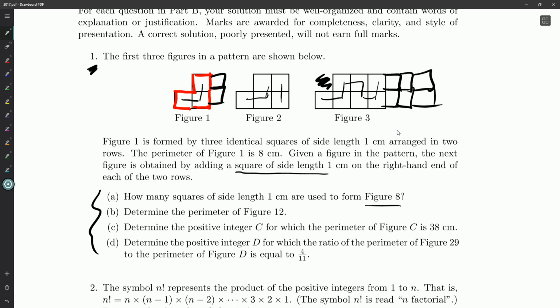Okay, figure 8. Now, we could probably actually take the time to write out figure 8 if we wanted to, but let's see if we can avoid that. Let's see what we can do in terms of just sort of pattern recognizing, because maybe the next question will ask us for how many squares in figure 88, and I definitely don't want to write all those out.